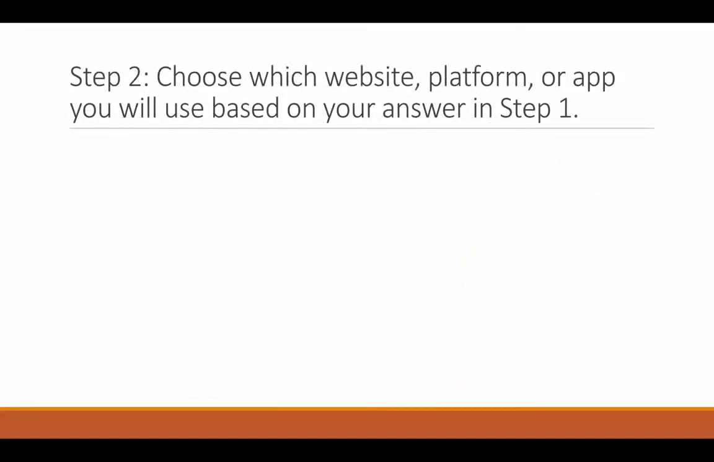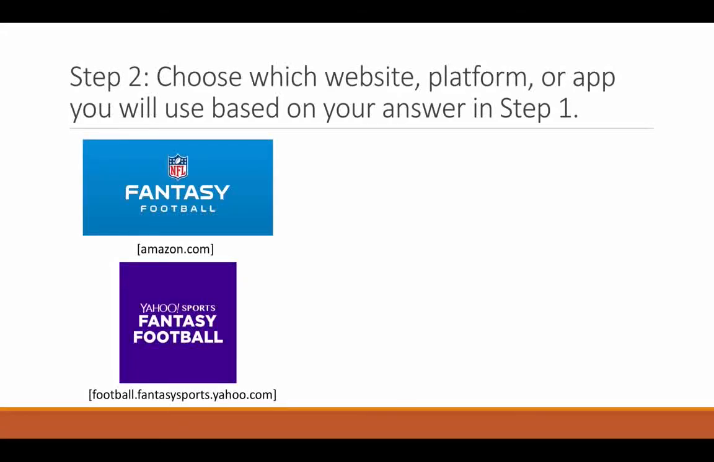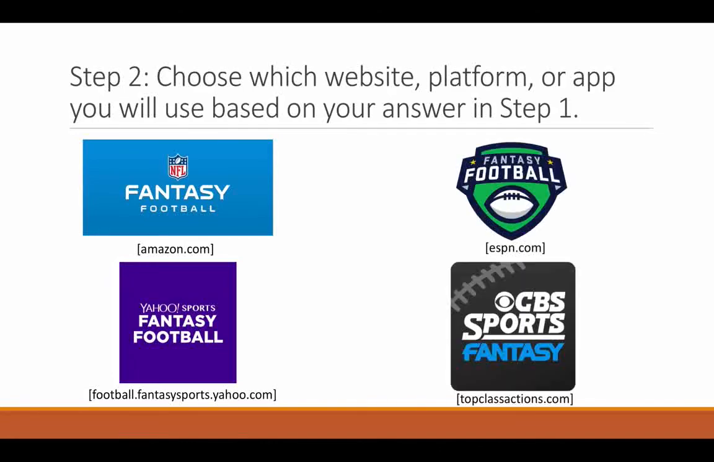Step 2. Choose which website, platform, or app you will use based on your answer in Step 1. If you are a beginner, it's best to choose a main site such as NFL.com or Yahoo. If you are an expert, you may want to try a more complicated and detailed site like ESPN and CBS. If you will be mainly using your smartphone, all 4 of these main sites tend to have the best apps. For the purpose of this presentation, we will be using NFL.com Created League, seeing it has been described by the Notebook Review as having one of the most aesthetically pleasing desktop setups.